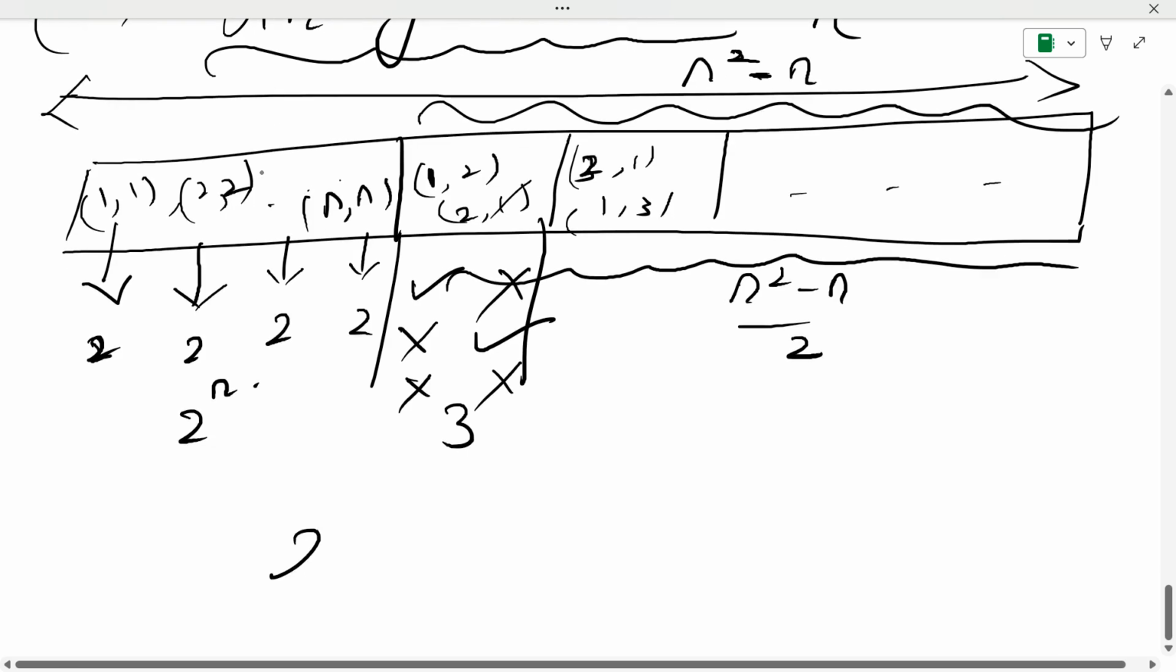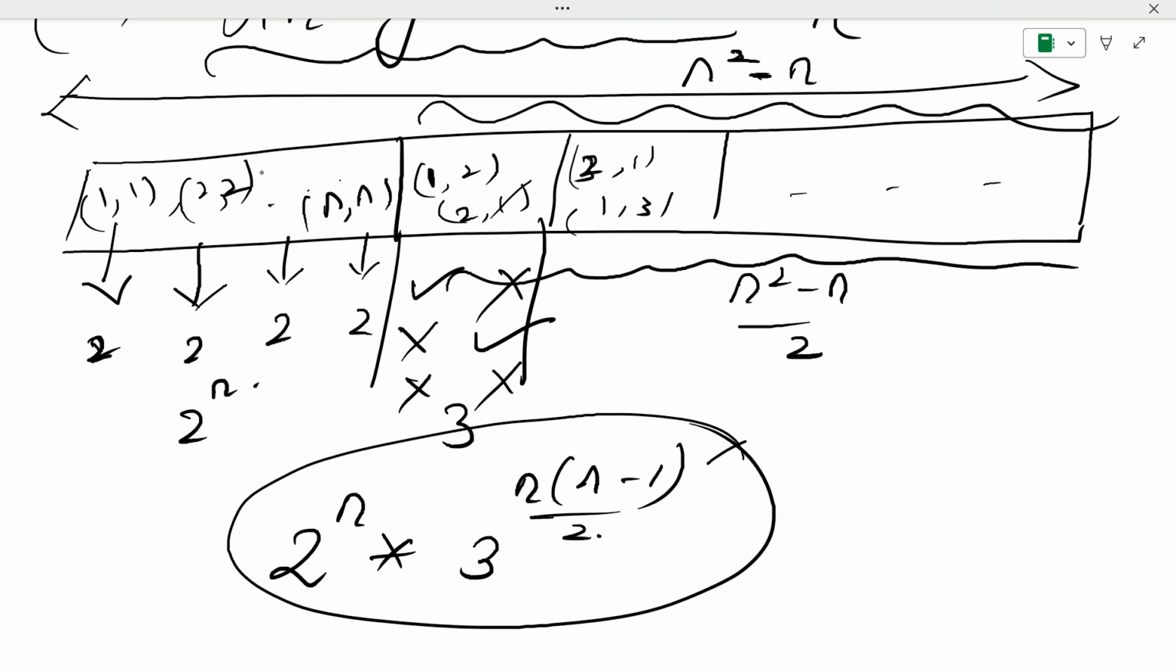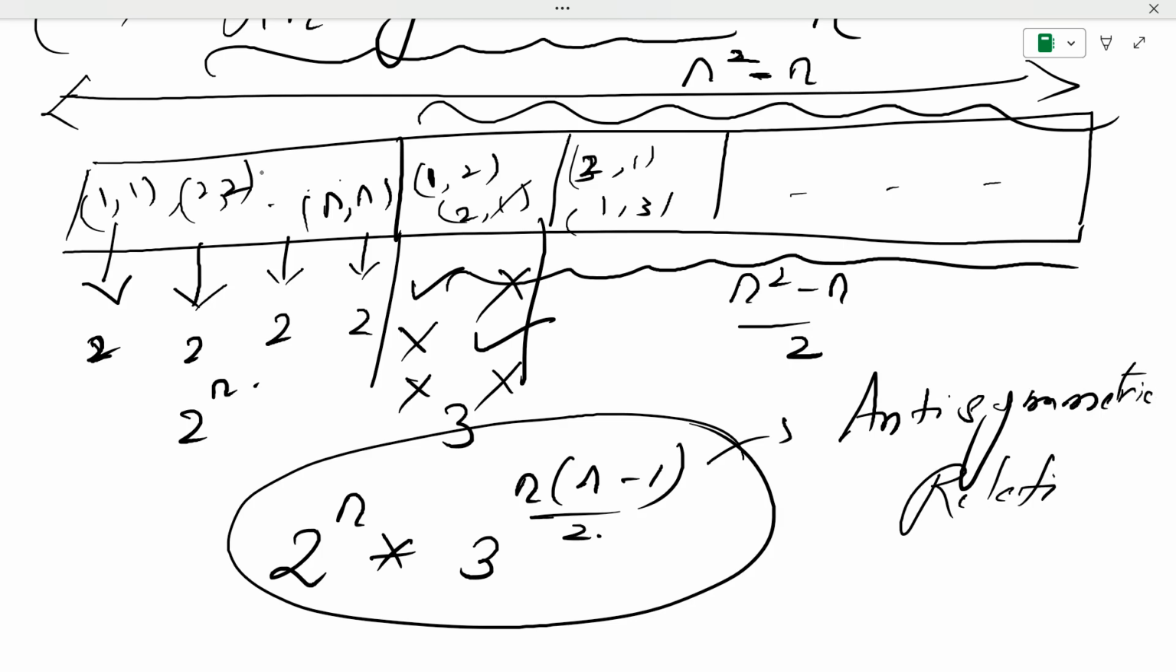So altogether if we write, it is 2 raised to the power n into 3 raised to the power n(n minus 1) upon 2. Okay, so this is the total number of anti-symmetric relations on R. I would suggest that you don't remember the things, just go with the analysis if it is asked in questions.